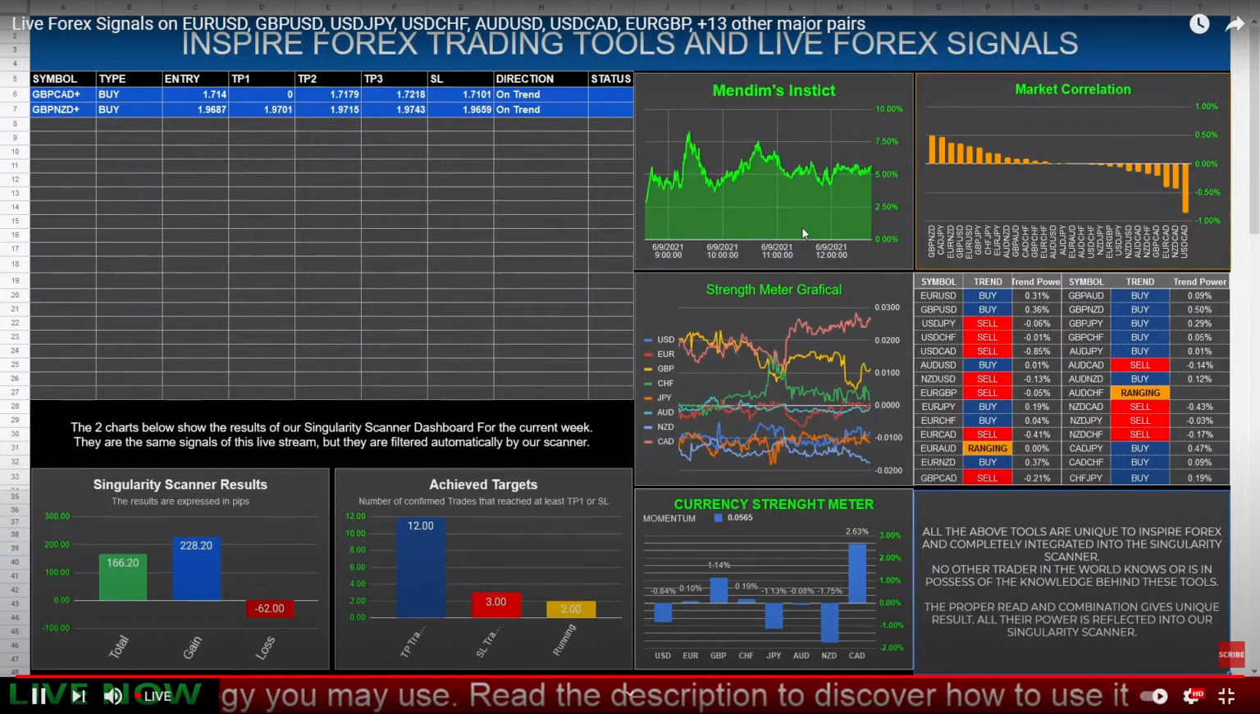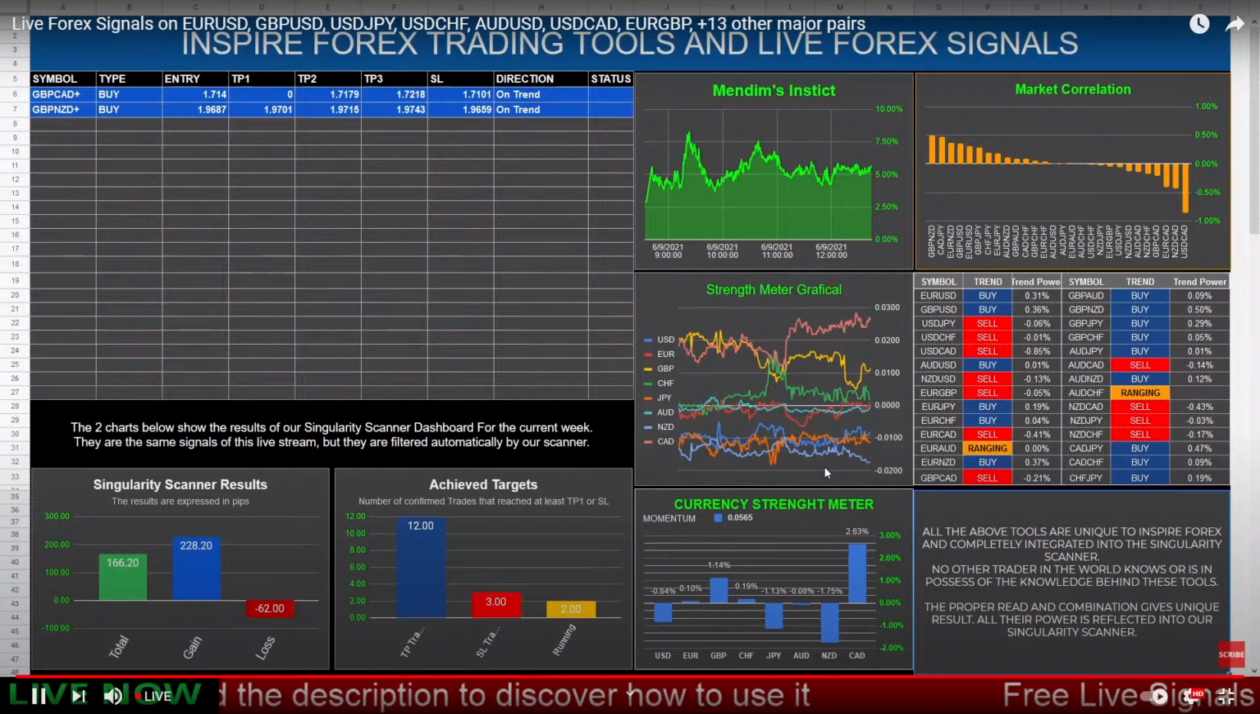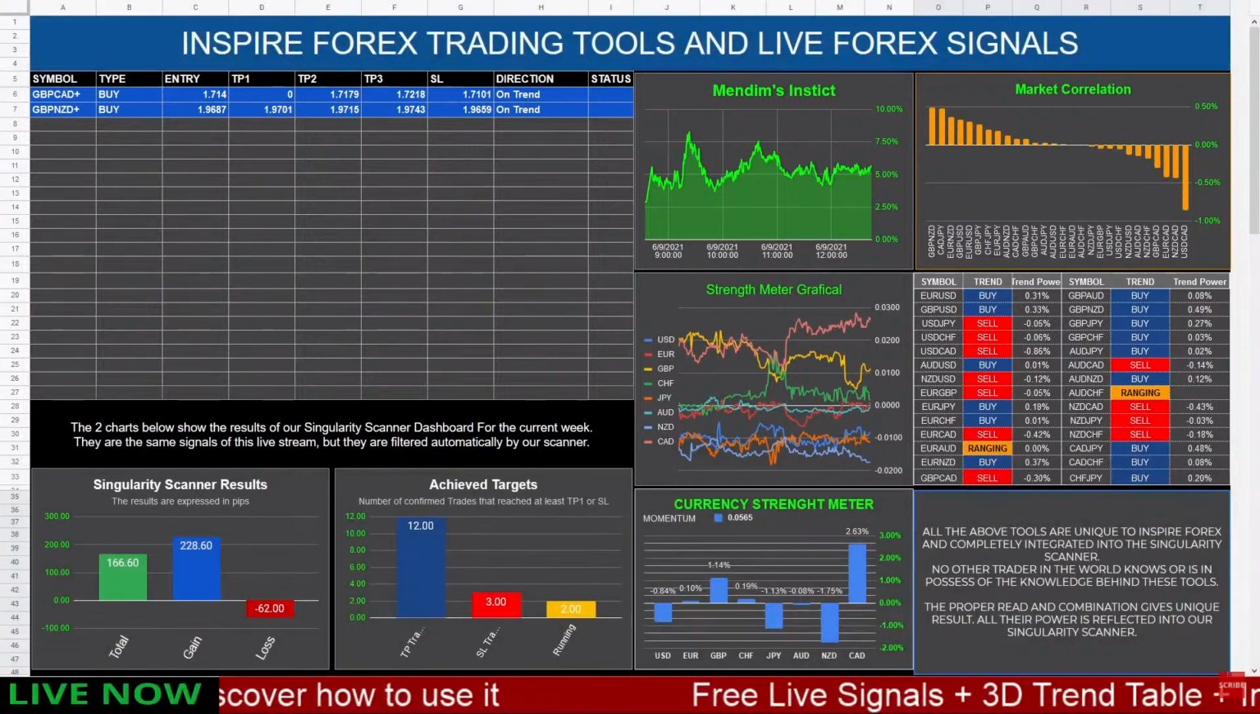Believe me, nobody has this indicator. We are the only ones to have it, and all these operations that I just mentioned are made automatically by our Singularity Scanner. So just let me find it.